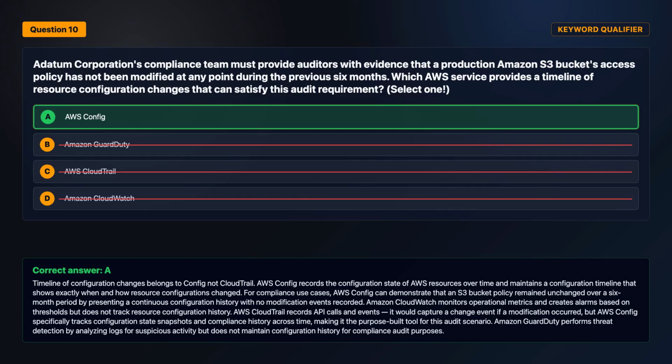For compliance use cases, AWS Config can demonstrate that an S3 bucket policy remained unchanged over a 6-month period by presenting a continuous configuration history with no modification events recorded. Amazon CloudWatch monitors operational metrics and creates alarms based on thresholds, but does not track resource configuration history. AWS CloudTrail records API calls and events. It would capture a change event if a modification occurred, but AWS Config specifically tracks configuration state snapshots and compliance history across time, making it the purpose-built tool for this audit scenario.